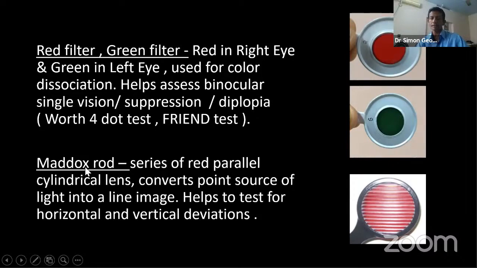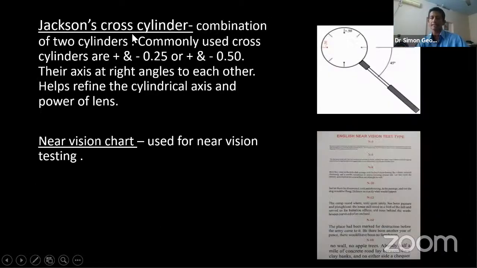Now coming to the Maddox rod, you see a series of red parallel cylindrical lenses which will convert a point source of light into a line image, and this is also used to test for any horizontal or vertical deviation in squint patients. Now coming to what's called a Jackson's cross cylinder, this will be covered in your afternoon session between 2 to 2:30 or 3:30. You have got a session just on refraction. The Jackson's cross cylinder will be explained in detail out there, but I will just tell you the main things.